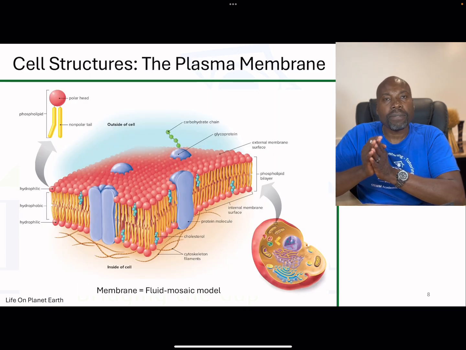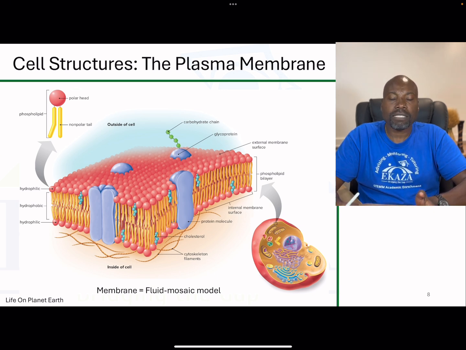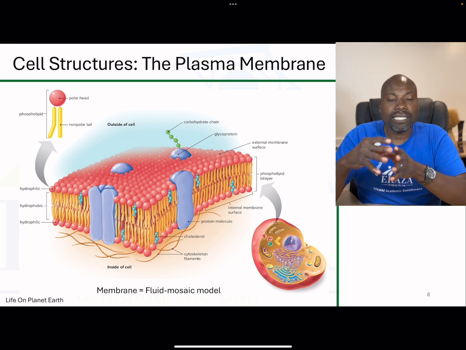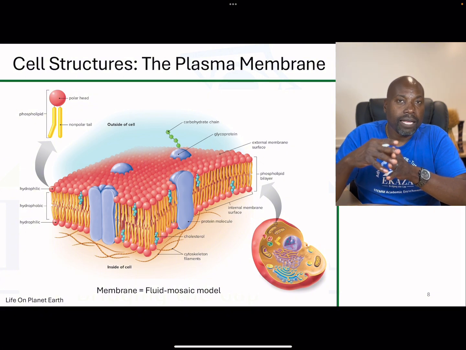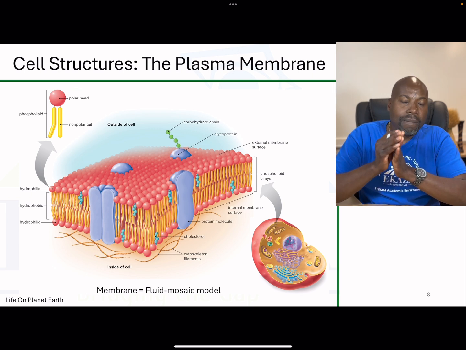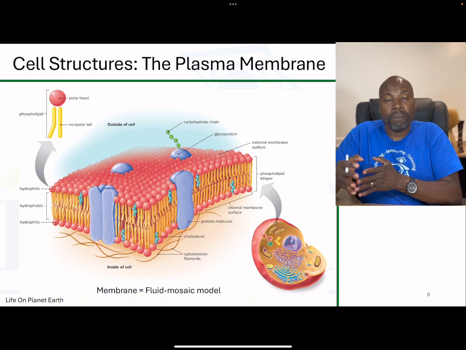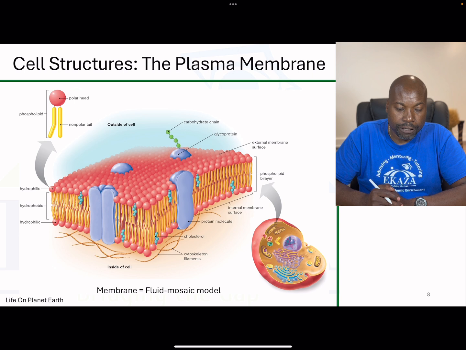So the next step is going to be looking into cell structures. And the first structure we are going to start with is the plasma membrane. Now, what is the plasma membrane? The plasma membrane is that structure in the cell that sets the limit between the inside and the outside of the cell. This plasma membrane is very complex and it has a certain number of properties that we are going to address.